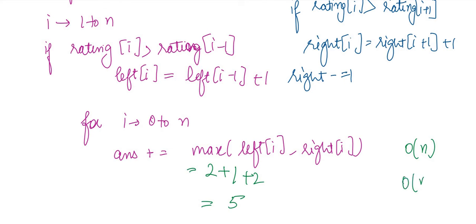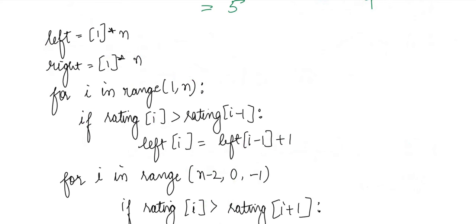Space complexity is also order of n in this case because we are using 2 arrays for left and right, but a better approach is to use 1 array only. That also I will show you. Just let me show you the code snippet for this first. So this is the basic code snippet that I have written.